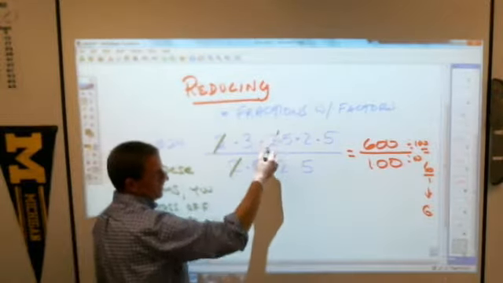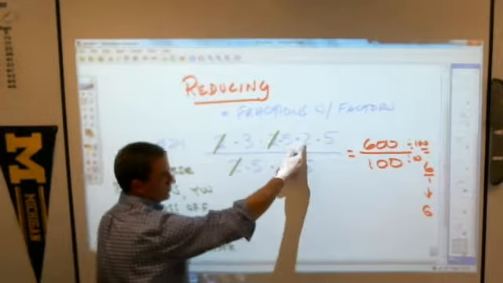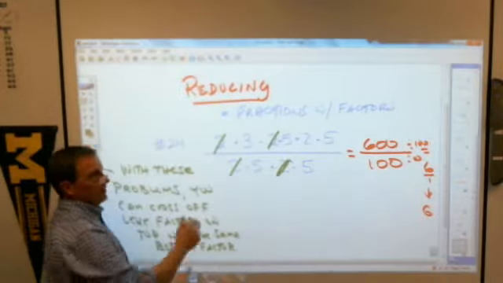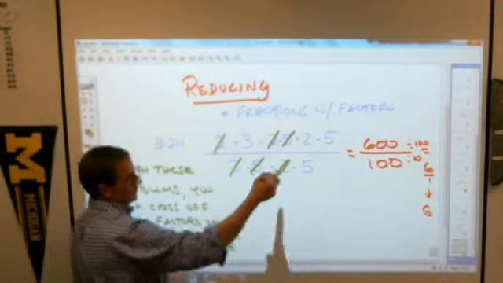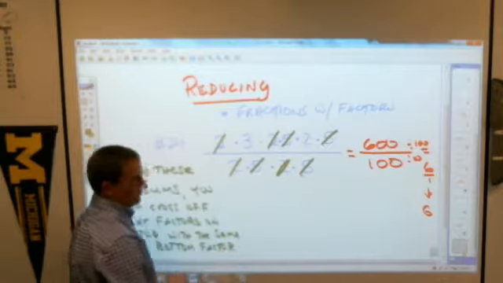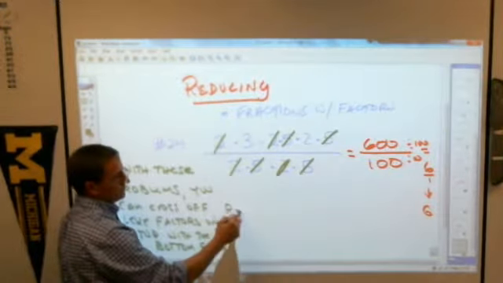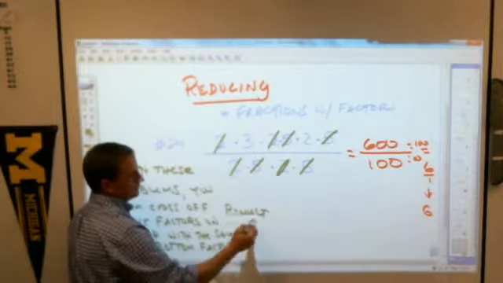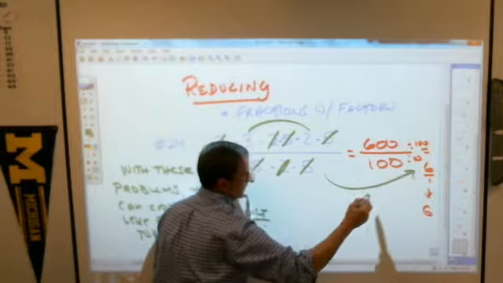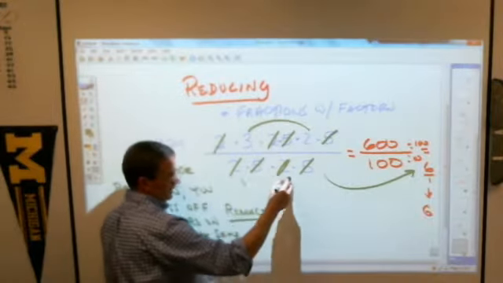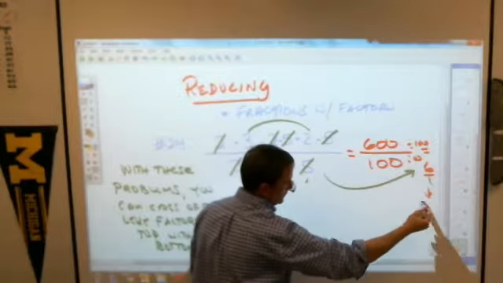But this 2, I can cross off with that 2. There are no more 2's left, so I can't cross that 2 off. But I can cross this 5 off with that 5. And I can cross this 5 off with that 5. What am I left with if I remultiply? 3 times 2 is 6. And all these technically you should have 1's for, but we don't write them as 1's, and that's where the 6 over 1 ends up being just the 6.